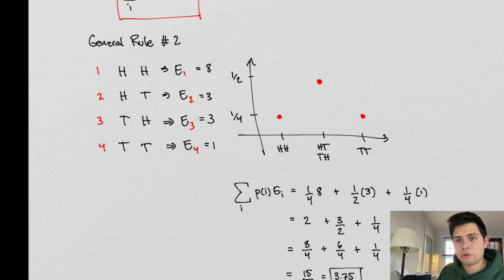That energy can be any number you want. So in this case, the state heads, heads is going to have energy 8, so 8 joules, say. We can invent a unit of measure, 8 joules. And then for heads, tails, we have an energy of 3 joules. Tails, heads, we said was indistinguishable from heads, tails, so that again is also going to be 3 joules. If they are distinguishable, then the energies could be slightly different.